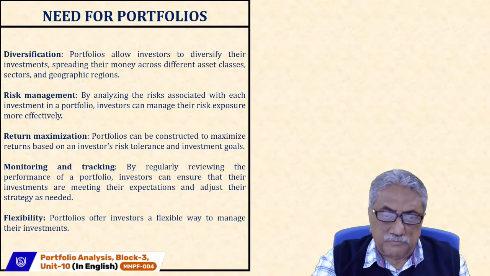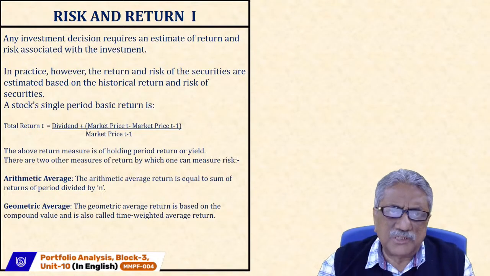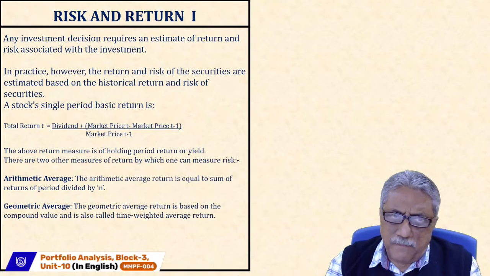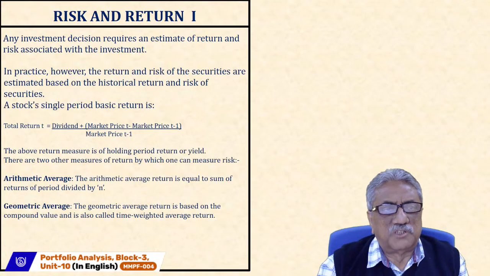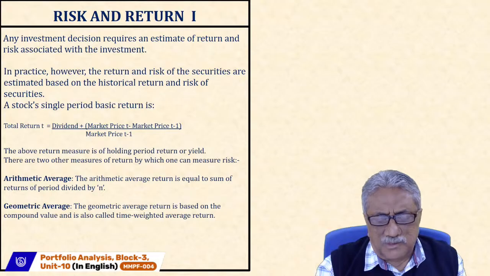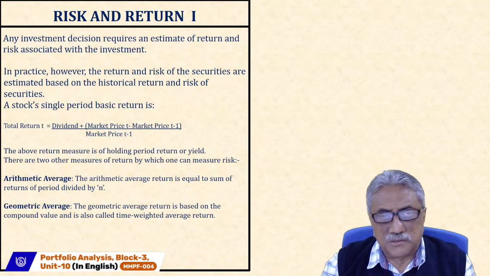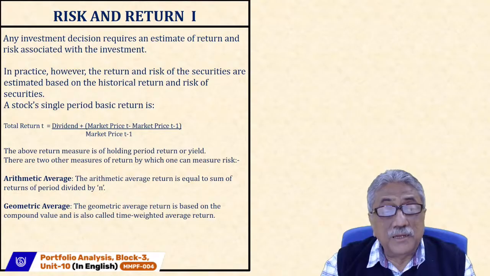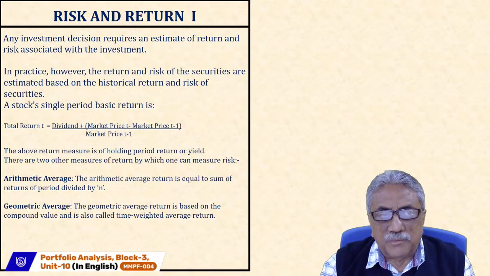Okay. Now, we have to understand the risk and return. Any investment decision requires an estimate of return and risk associated with the investment. Simple thing. If you want to put the money in the bank, you know it is more or less secured up to 5 lakhs. RBI gives the guarantee, your money will remain secured, and you know the return, it is printed on the board, so you will get that return.